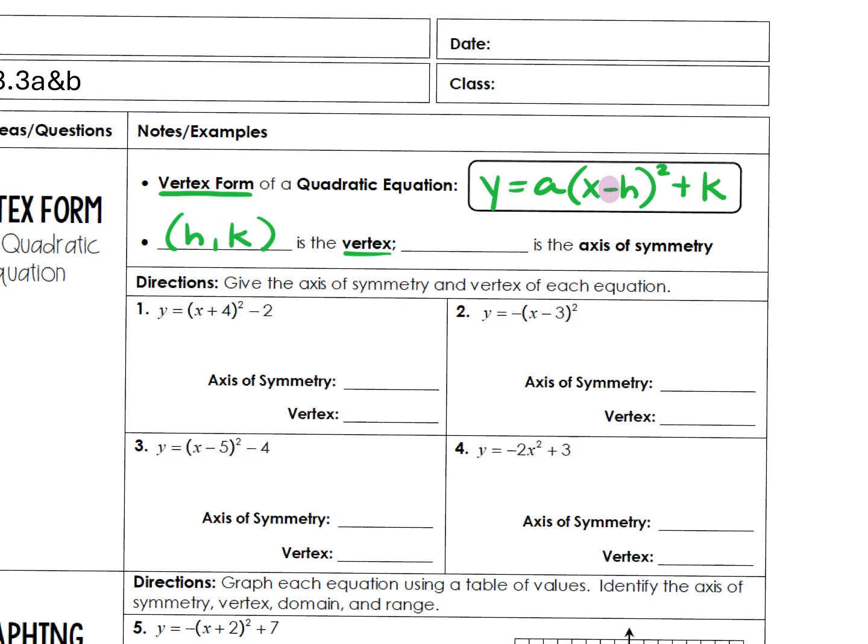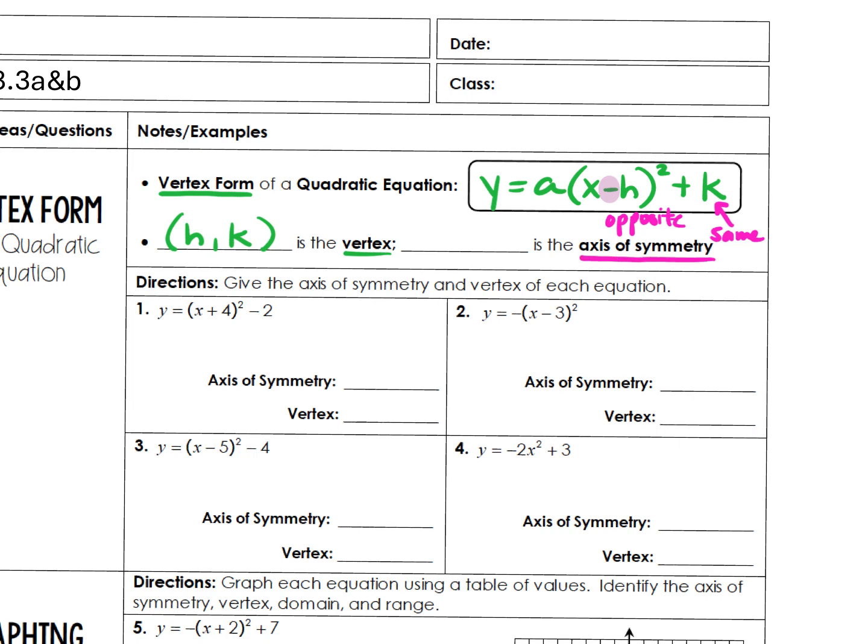Maybe write this underneath. Your h value will be opposite of what it looks like. Your k value will be the same as what it looks like. So if your h looks negative, it's positive. If your k looks negative, it's negative, okay? One is opposite, one is the same. That'll make more sense as we go.